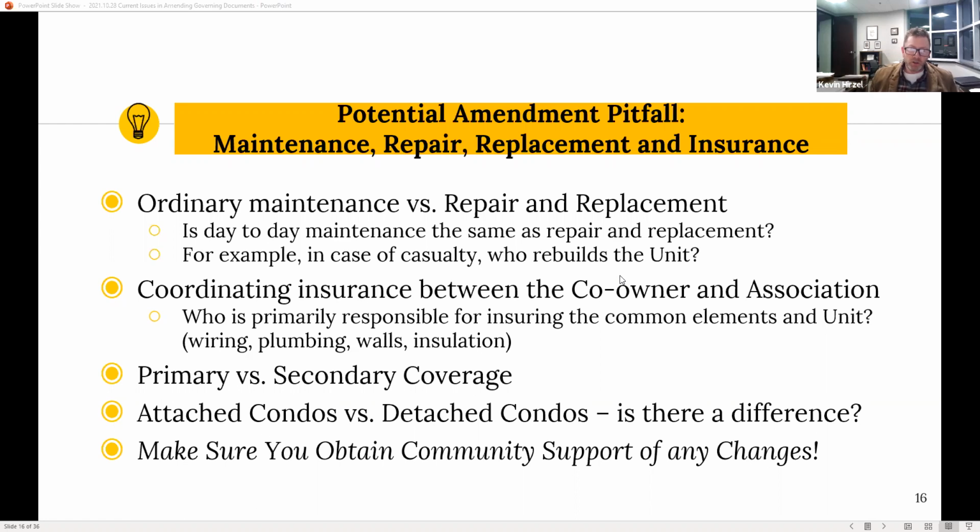And so if you are going to pursue an amendment project, you need to take that into account, and you need to take into account that you're going to need community support. So this is just intended to be identified as a potential pitfall that can take place in the amendment process if you get it wrong.